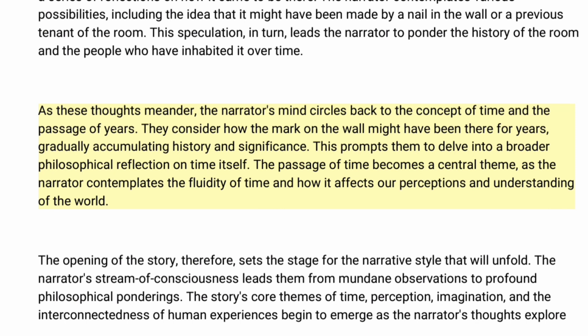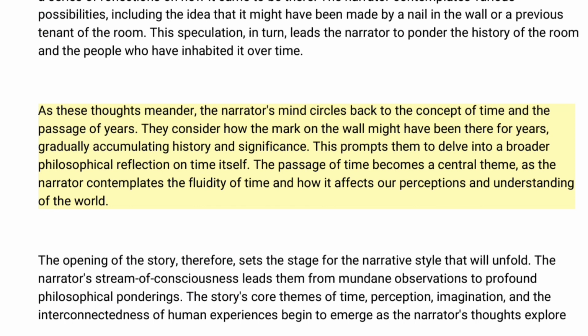The passage of time becomes a central theme, as the narrator contemplates the fluidity of time and how it affects our perceptions and understanding of the world. The opening of the story, therefore, sets the stage for the narrative style that will unfold. The narrator's stream of consciousness leads them from mundane observations to profound philosophical ponderings.